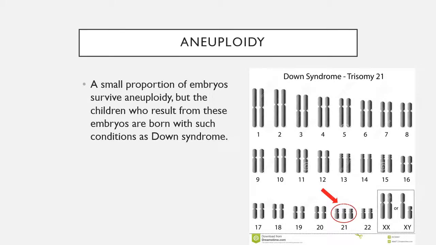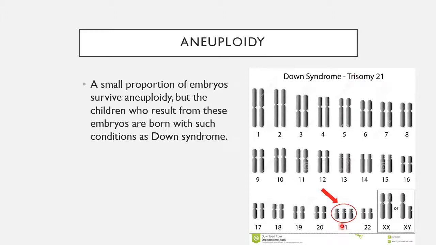So a small proportion of embryos will survive aneuploidy, and the children who result from these embryos are born with conditions such as Down syndrome. So there's some sort of syndrome that will come out of being aneuploid. For example, in Down syndrome, the child has 3 copies of chromosome 21 instead of 2 copies. Instead of the one from mom and one from dad, they have 1 extra copy. They call this trisomy 21.